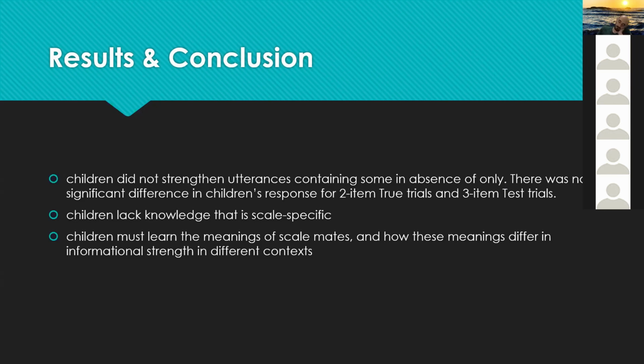So they conclude saying that processing limits are not the root of the children's difficulties, and they say that the children lack a knowledge that is scale specific, and that it would be better that children learn the meanings of the scale mates and how these meanings differ in informational strength in different contexts. So basically that using one, for example, implies that the other one is not true. And yeah, that's it. Okay, thank you.